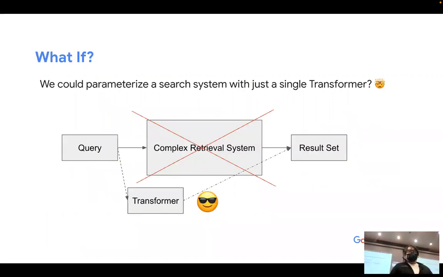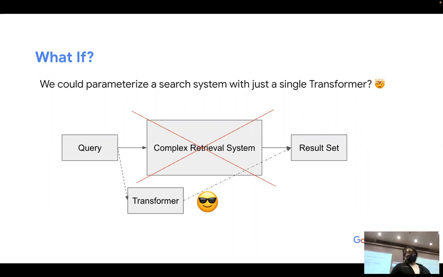This paper asks quite an ambitious, almost absurd question. Generally you have a dual encoder system that generates embeddings, then you do nearest neighbor search and come up with the result set. It's a pipeline process, and sometimes there's a re-ranker at the end, so this process is multi-stage. This paper asks whether we could parameterize a search system with just a single transformer model. A query comes in, and instead of passing through document encoders, query encoders, and then nearest neighbor search, we just want to directly produce the result set with a transformer.